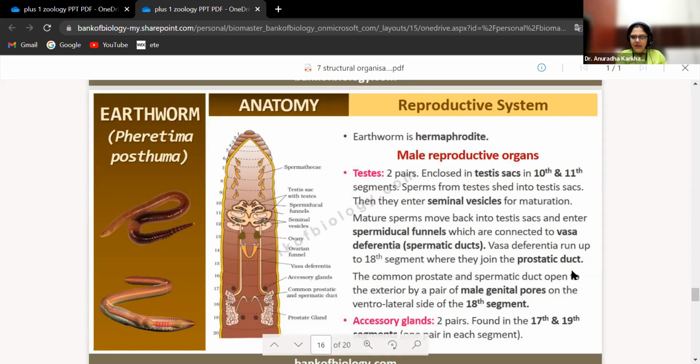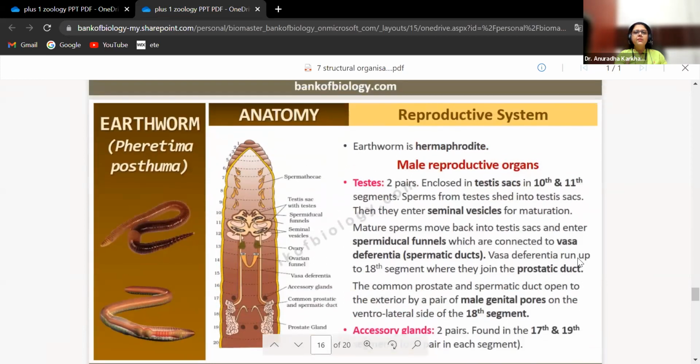Even in human males, we have the prostate gland. Here they have the prostatic duct. The common prostatic and spermatic duct open to the exterior by a pair of male genital pores. We know that the male genital pores are present on the 18th segment, right? We already saw that point. So this is about the male part of that organism. Accessory glands, 2 pairs, are found in the 17th and 19th segments, 1 pair in each segment.